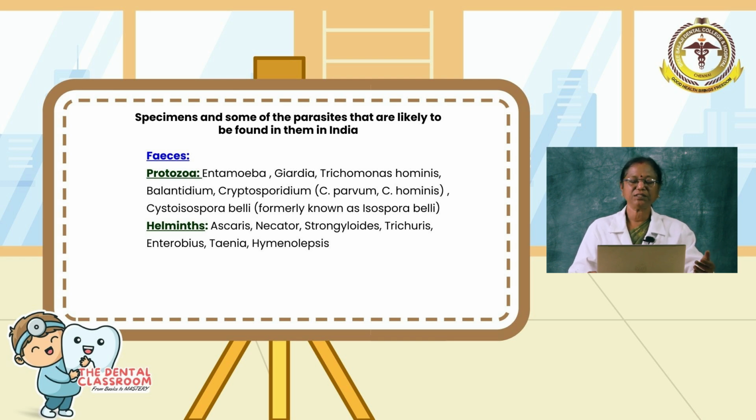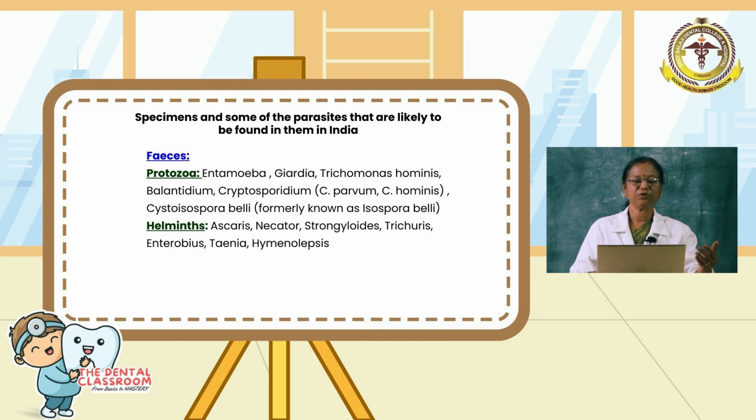When it comes to feces, you can encounter these parasites, especially under protozoa. Entamoeba can be observed, Giardia, Trichomonas hominis, Balantidium, and Cryptosporidium, especially the two species Cryptosporidium parvum and Cryptosporidium hominis. Then you have Cystoisospora belli, formerly known as Isospora belli, which you must all be aware of. This is the new name given to Isospora, that is Cystoisospora belli.